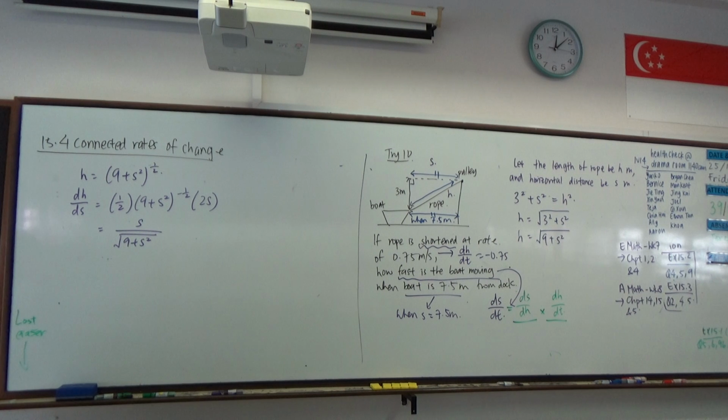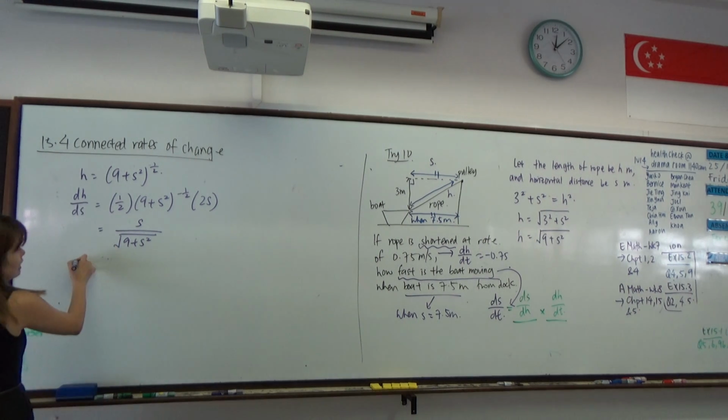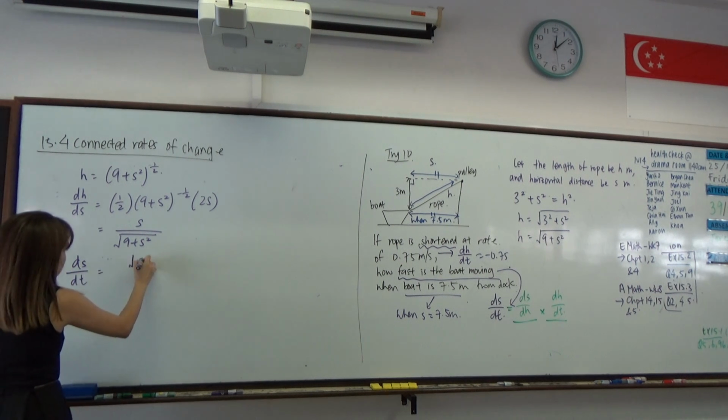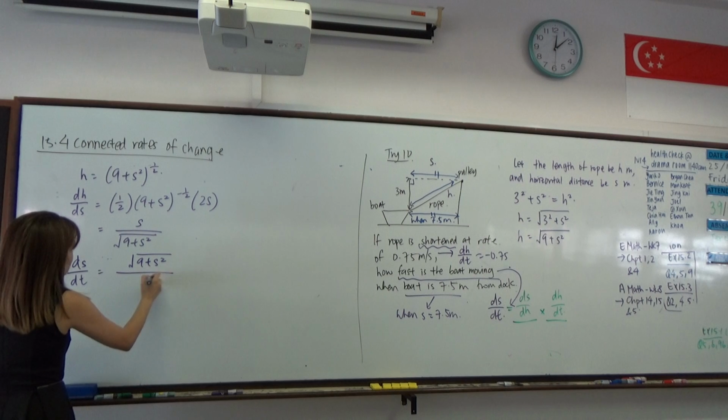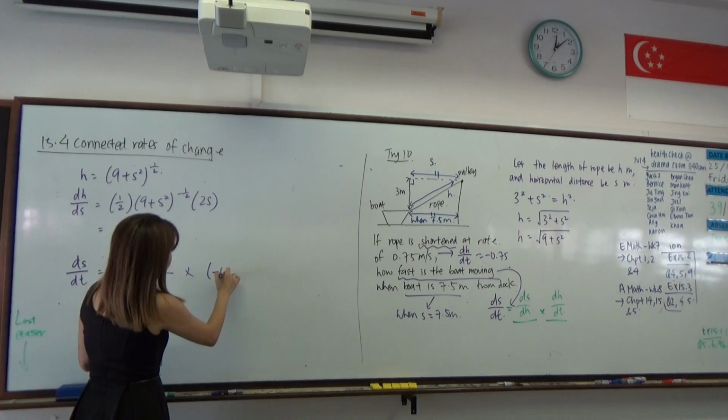So dh over ds is actually s over square root of 9 plus s squared. And dh over dt is really given, so we can now find out what is ds over dt. That will actually be the reciprocal. In other words, we can flip the fraction times negative 0.75.